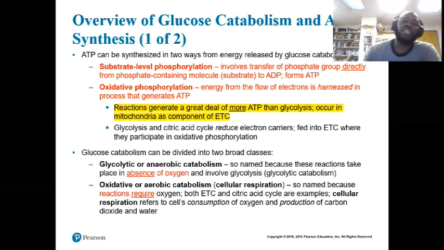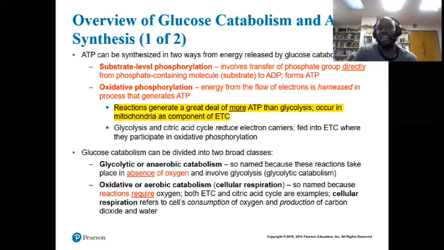So the glucose catabolism can be divided into two broad classes, the glycolytic or anaerobic catabolism. Anaerobic means not aerobic, means absence of oxygen. So these are the reactions that take place in the absence of oxygen, which involves glycolysis, breaking apart of glucose. So part of it is anaerobic, and then you have the aerobic catabolism. This part requires oxygen. The electron transport chain and the citric acid cycle are aerobic catabolism, require oxygen.